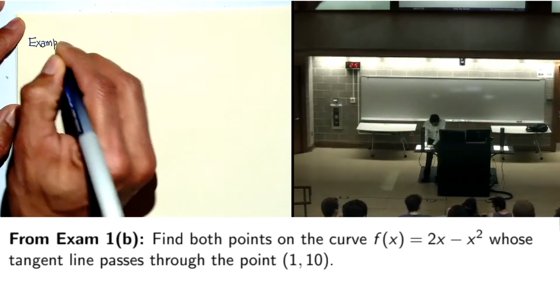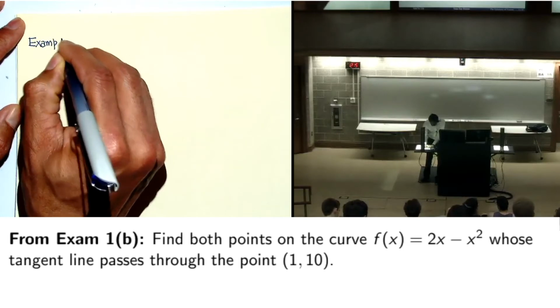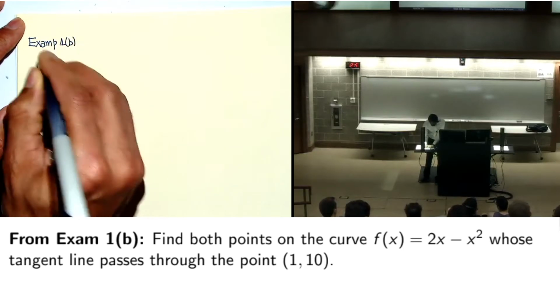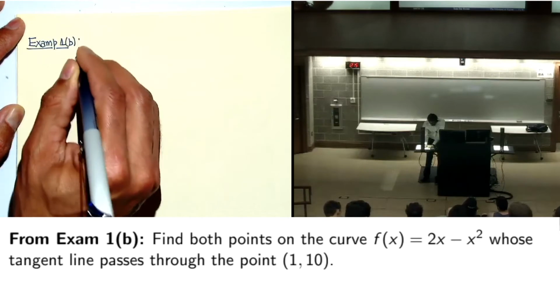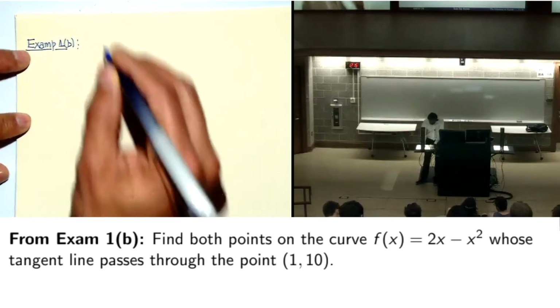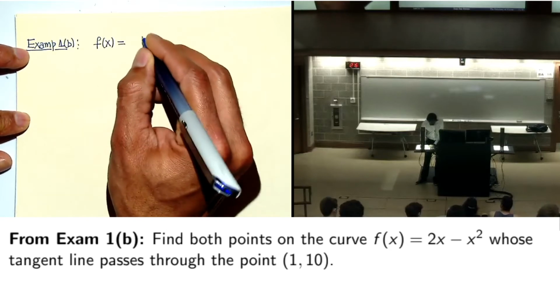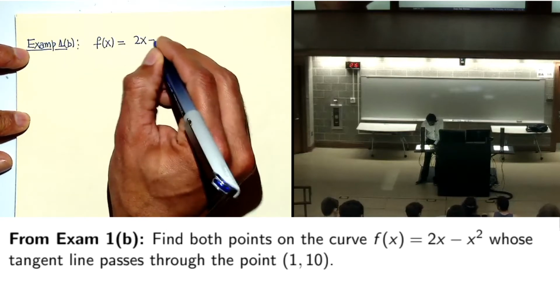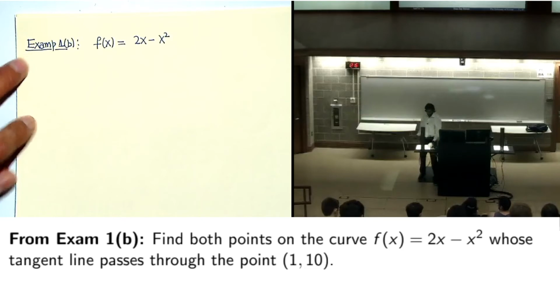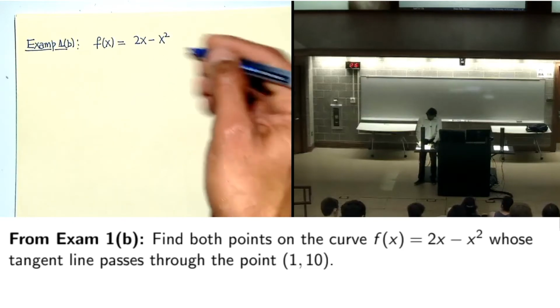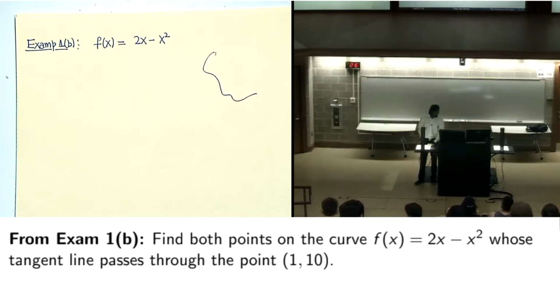Example number 1b. So I always have an issue of understanding the English. Okay, but this one is not bad. f of x is equal to 2x minus x square. They say there is some graph of this function. Let's suppose this is a graph of the function.